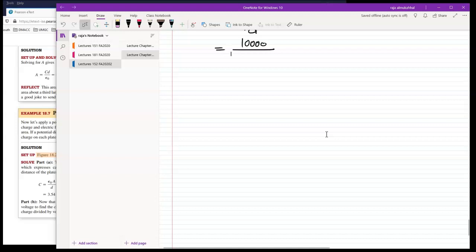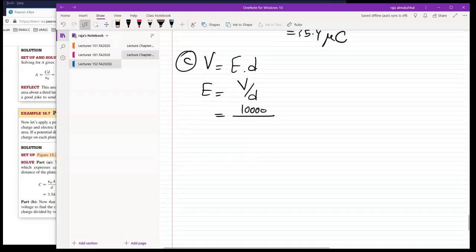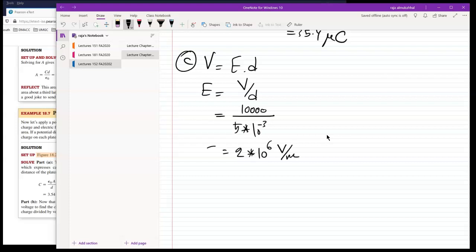So that's going to be 5 times 10 to the negative 3, and then we just calculate that, and that would give me 2 times 10 to the power of 6 volt per meter, or Newton per Coulomb. So 2 million volt per meter for the electric field. And there we go. Simple?